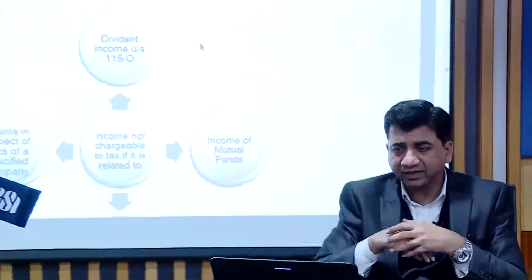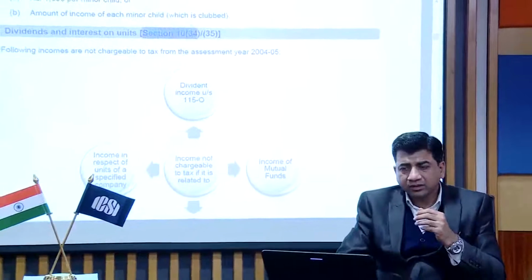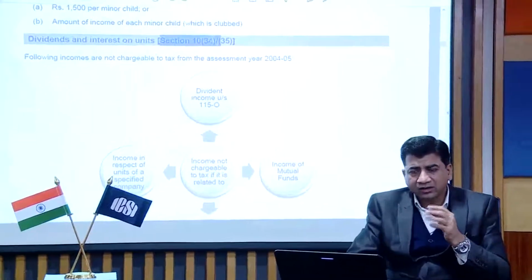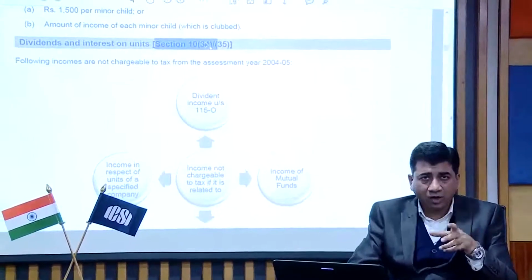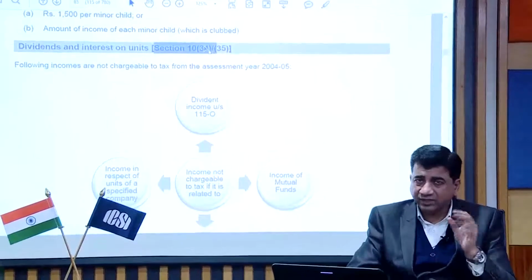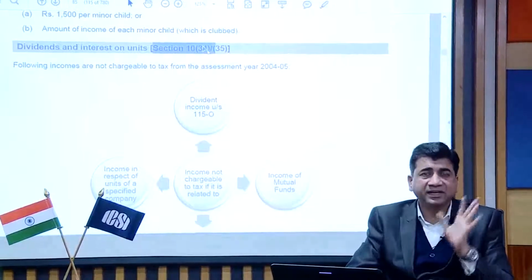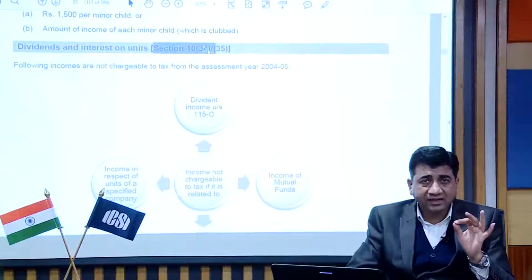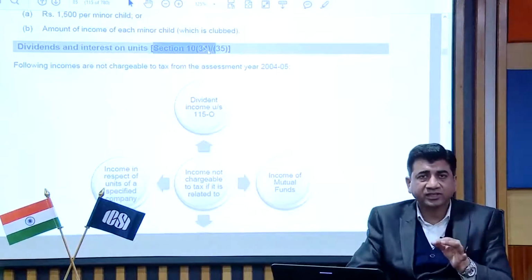And 10(35), you receive income from UTI. Write it down clearly. But 10(34) is not relevant to a larger extent, because under section 115BBDA, mind you what I am saying, under section 115BBDA, dividend in excess of 10 lakhs is taxable in the hands of recipient.